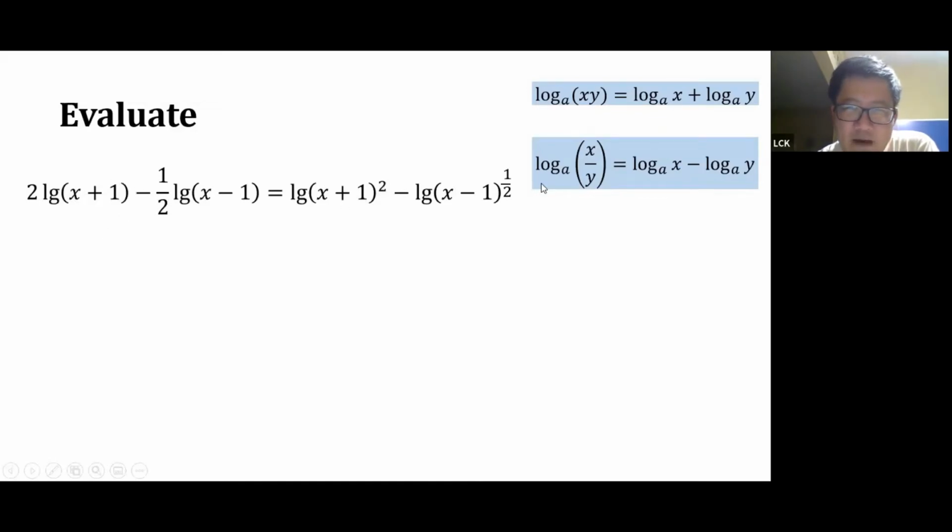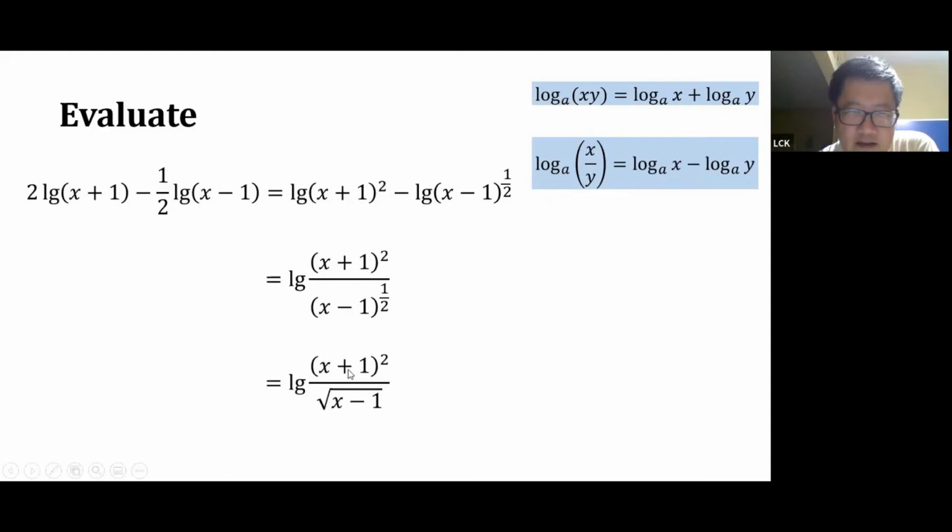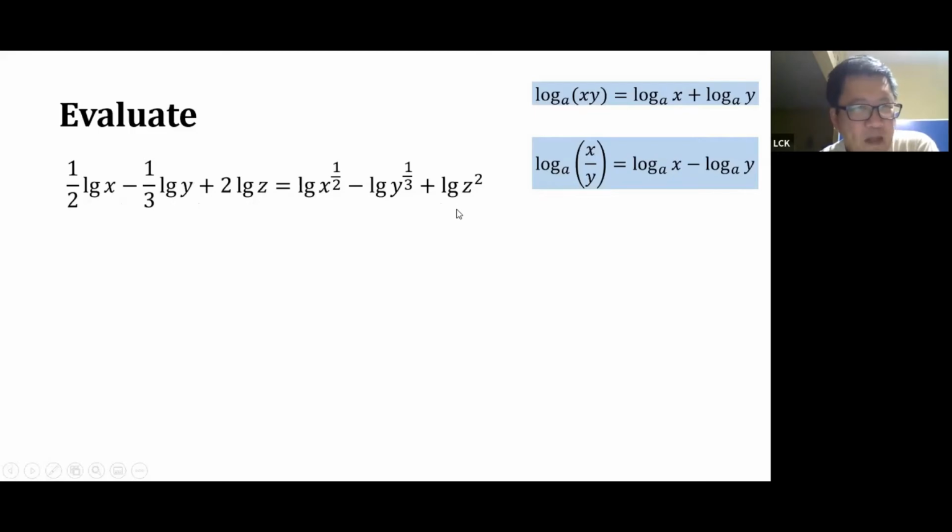In a similar way, you have a half here, so you take the half and bring it up over here. Once you have done this, it's log of this stuff minus log of that stuff. It's just a divide, that's all. If you want to make this a little prettier, it looks a bit scary here, so just do this. Your x plus 1 to the power of 2 and x minus 1 to the power of half. Half is square root, so just have that over there. Very simple. So it's a simplify question, not evaluate. So simplify this, very simple.